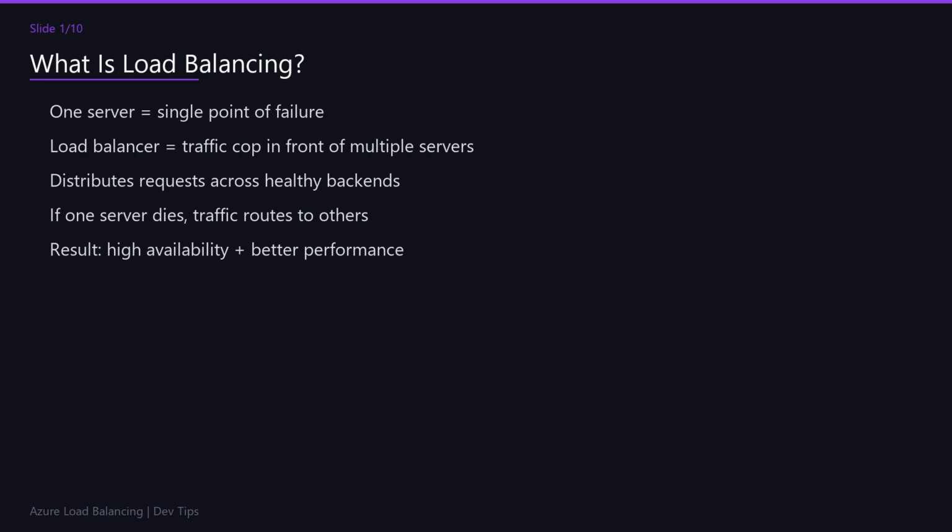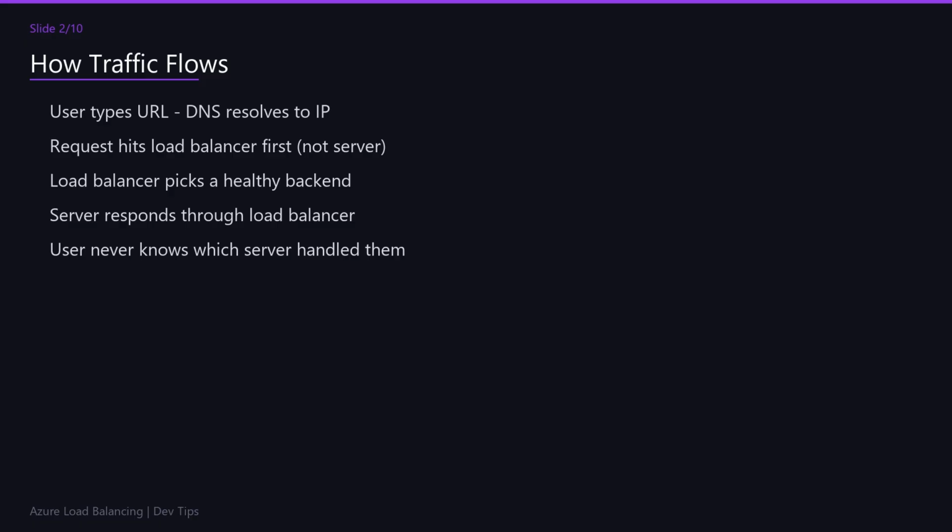Here is what actually happens. Your user types in your website URL. DNS turns that into an IP address. But that IP belongs to the load balancer, not any individual server. The load balancer receives the request, checks which backend servers are healthy, picks one using a routing algorithm like round robin or least connections, and forwards the request there. The server processes it and responds back. The user has no idea which server handled them. This is the basic pattern every Azure load balancing service follows. They just do it at different layers and scopes.